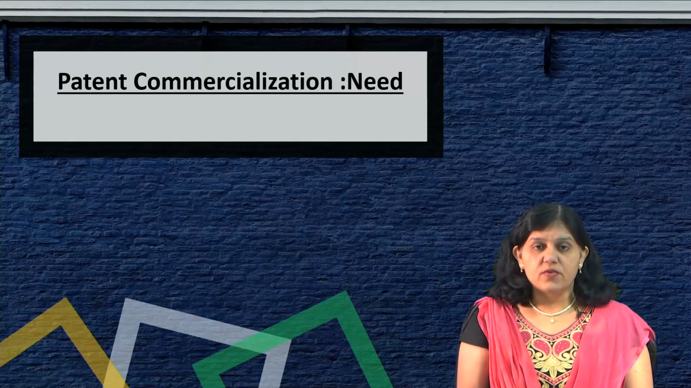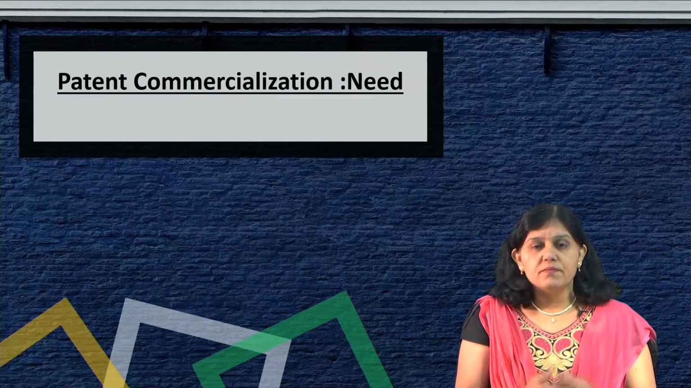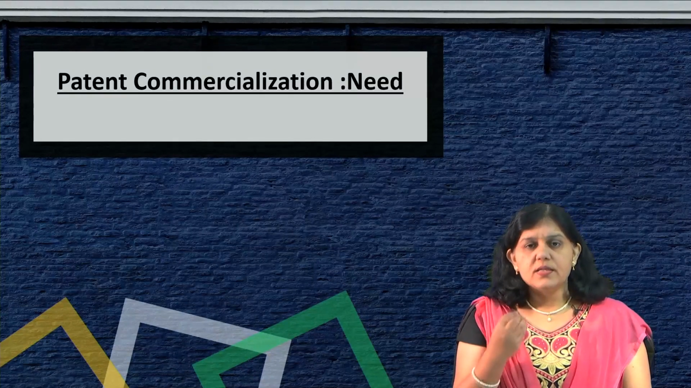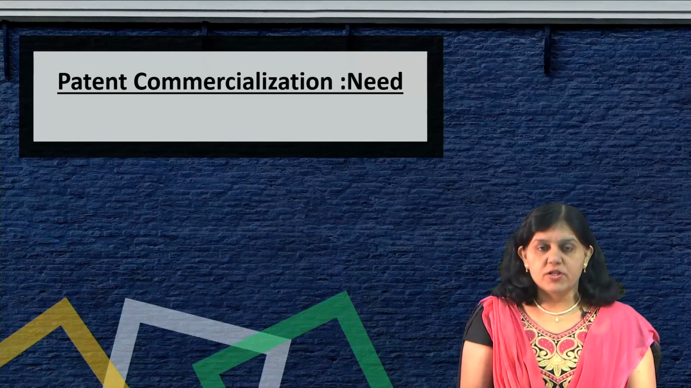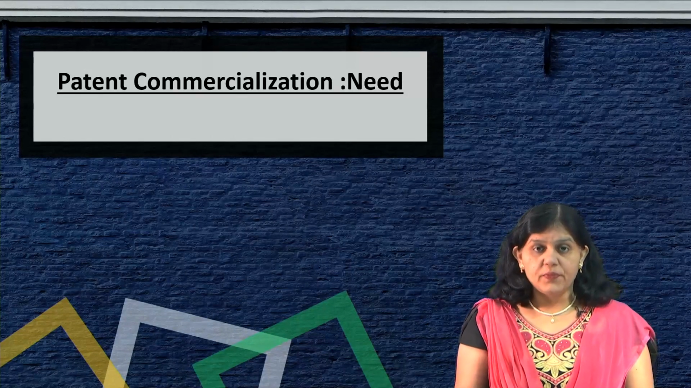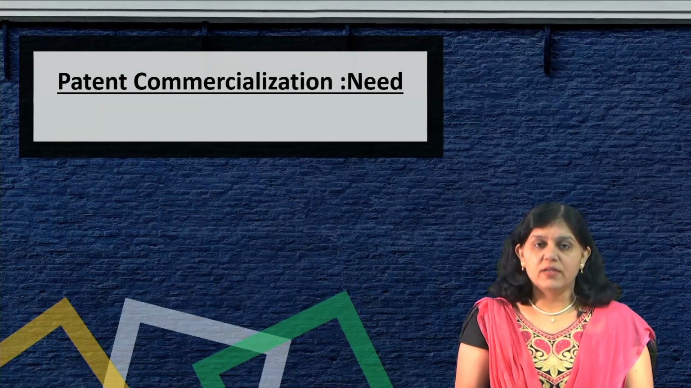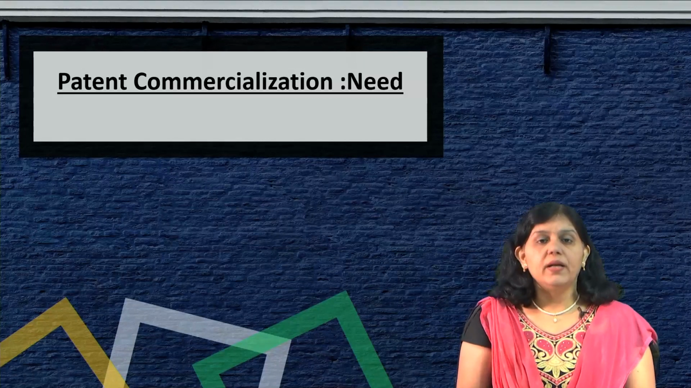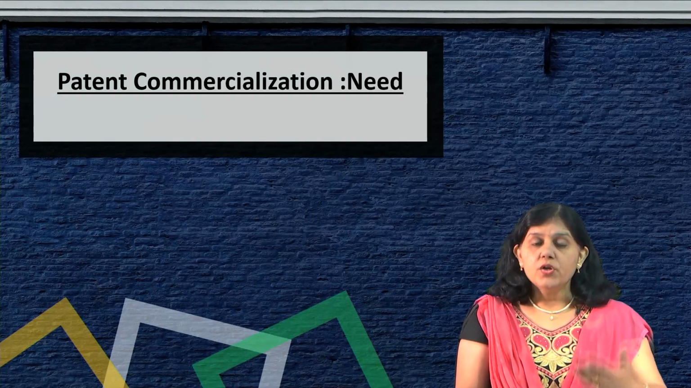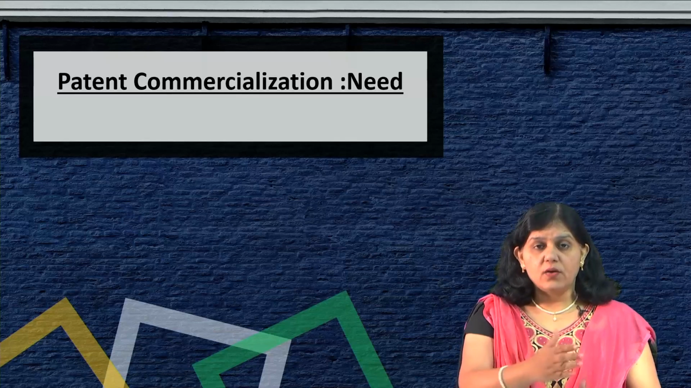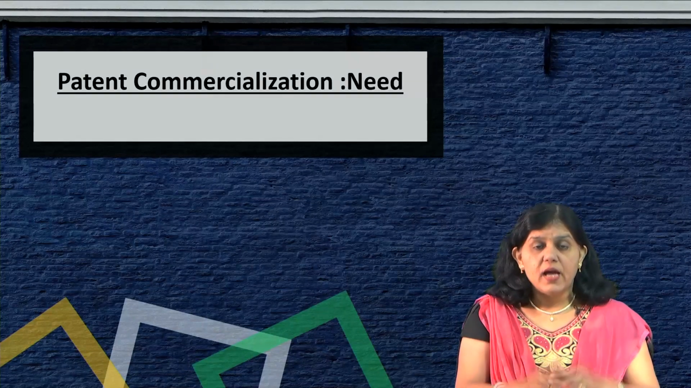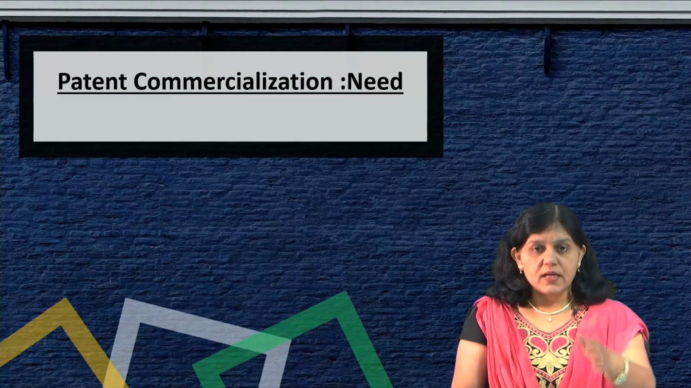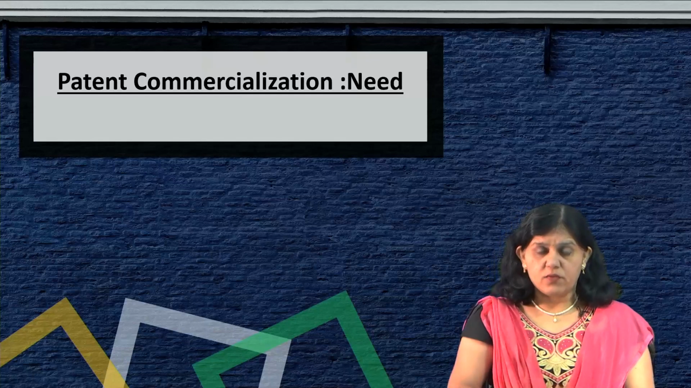What are the different ways for that? It is actually a very vast topic, but in this module we will try to give you some glimpses of how patent commercialization works. We will start with the need for it, how that process starts. You have done the whole process of patent filing, and now the invention is either granted or may be just filed, whatever it may be.